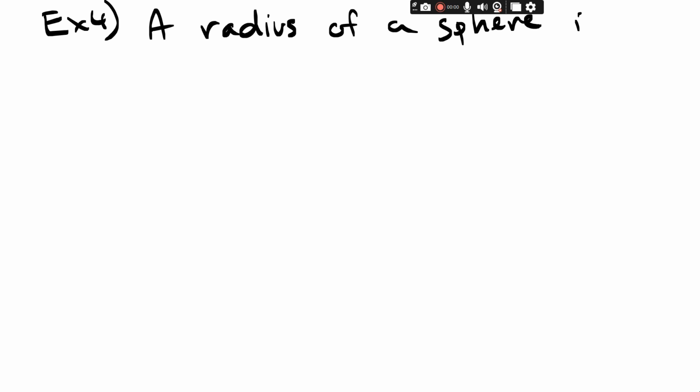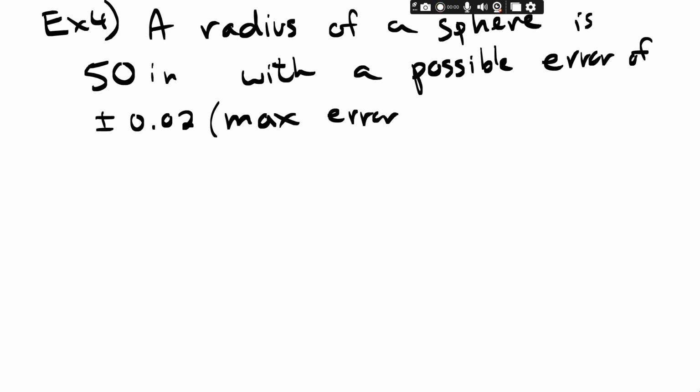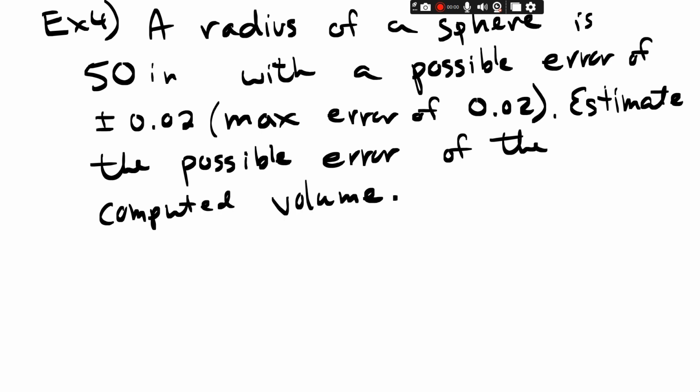So exercise 4. Here it is. Let's go. The radius of a sphere is 50 inches with a possible error of plus or minus 0.02. So this is the maximum error. And this is the radius, if you want to put in the radius. Put all this here. Let's let you guys write that out.